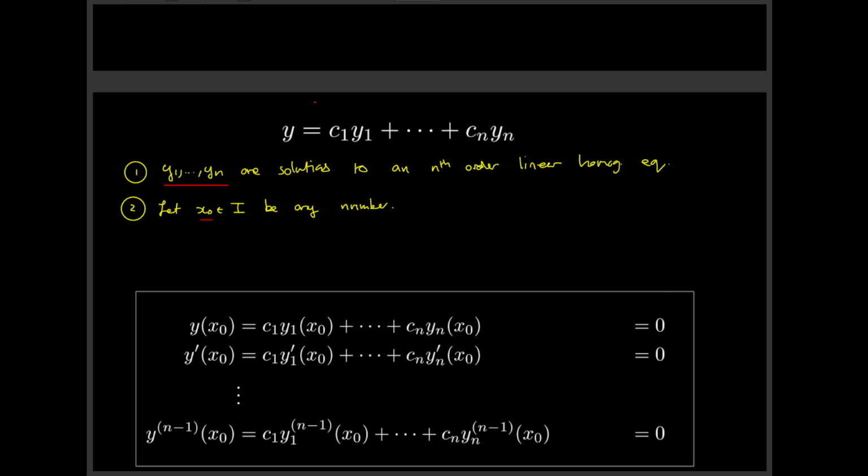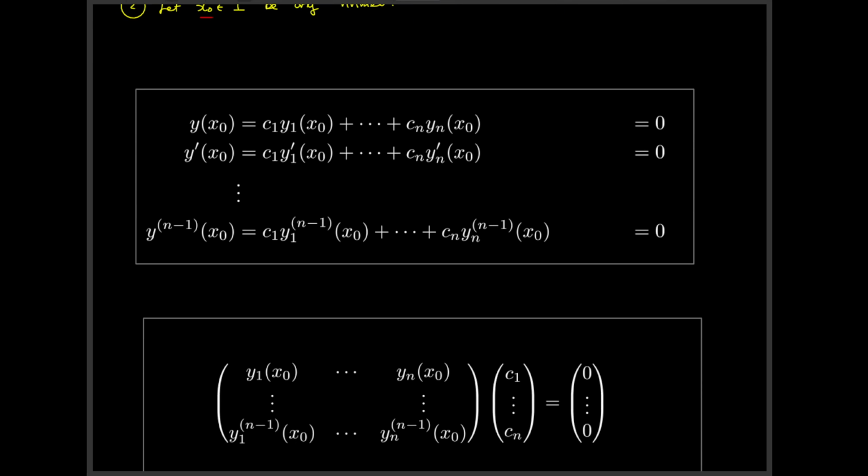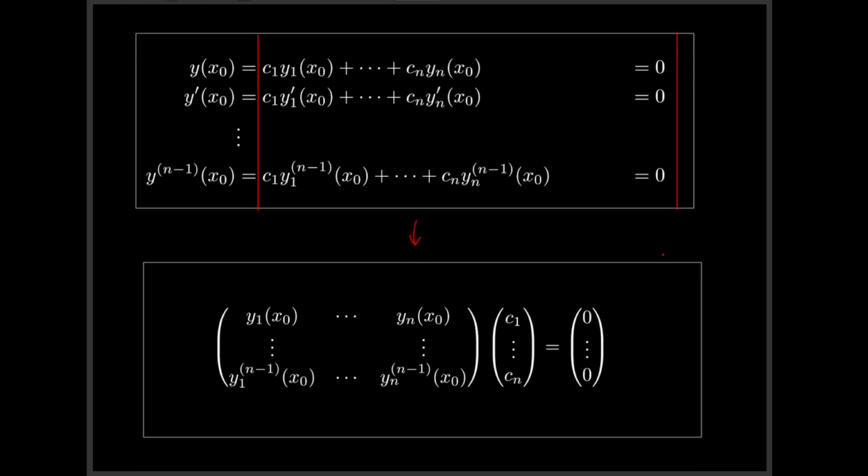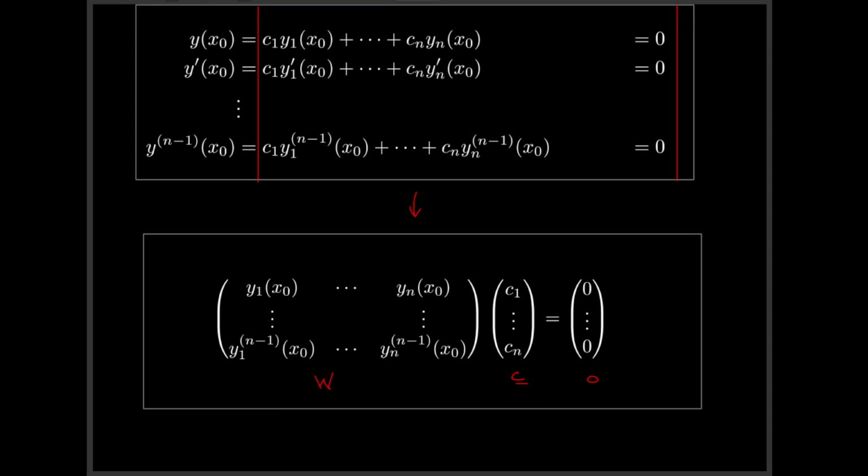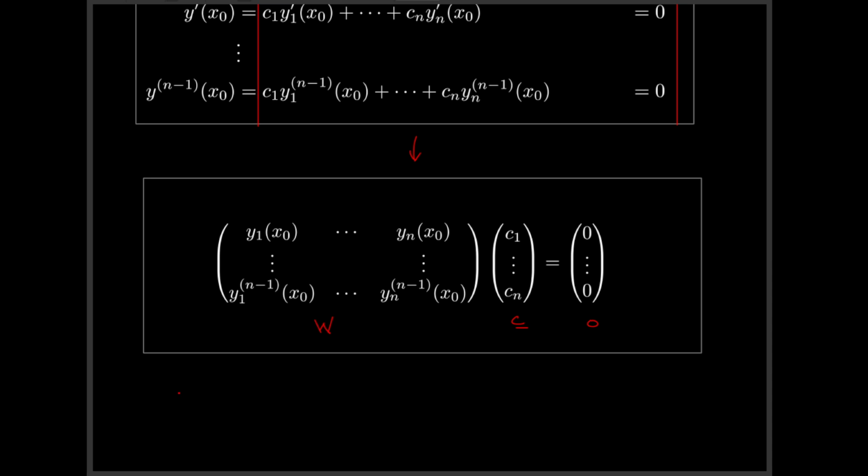Now, given that, we can rewrite this system as this equation here. Here we have a specific matrix. Let's call it W, times C equal to 0. And we're solving for C here. And C, of course, can be anything. So we're trying to analyze the system W times C equal to 0.